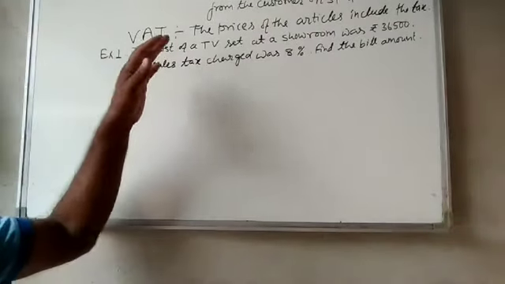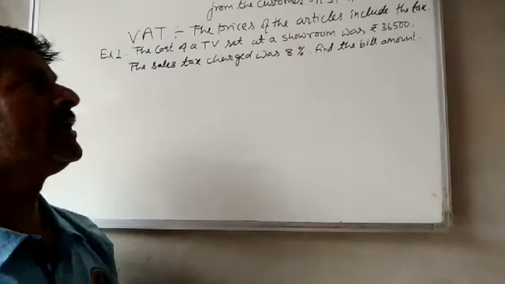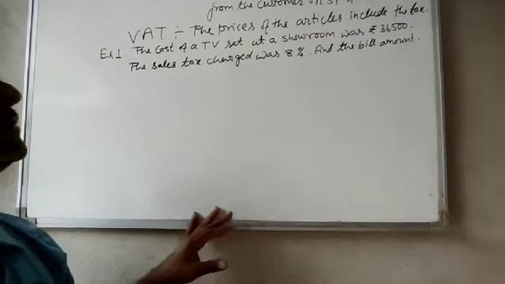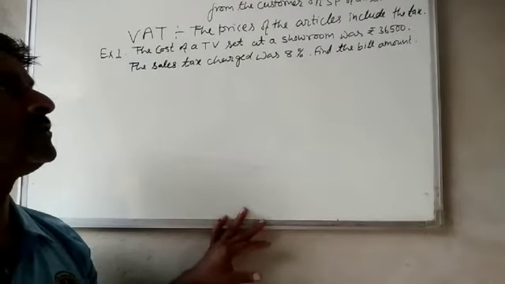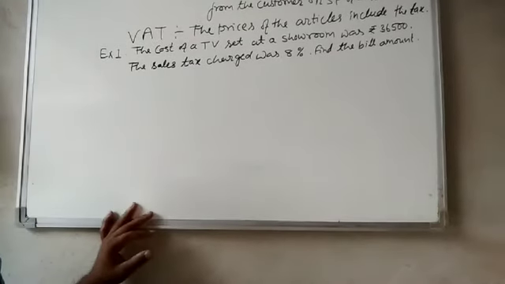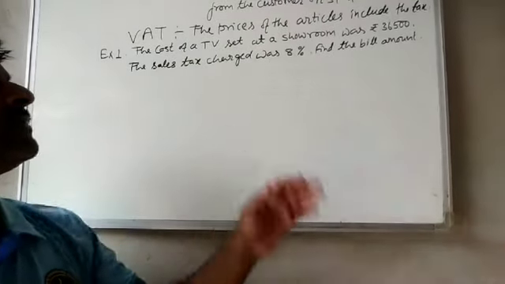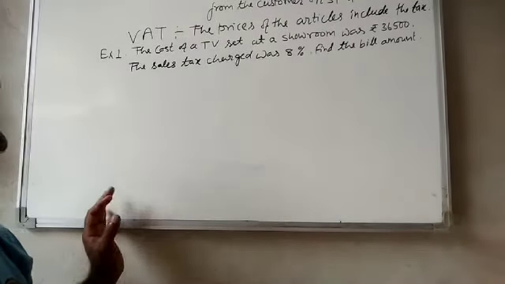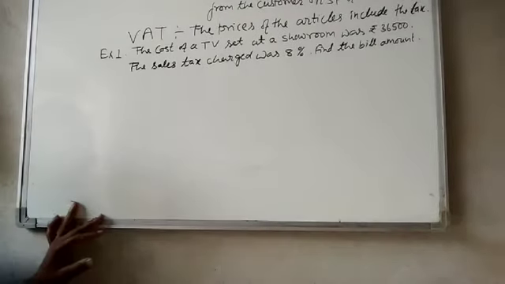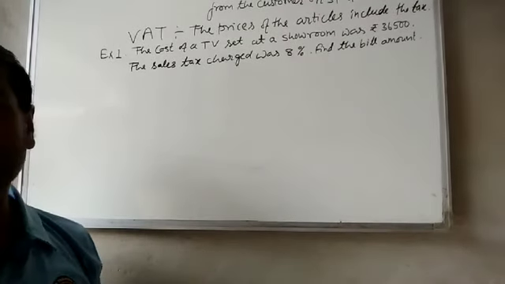Today we will learn about the sales tax (ST) and the VAT. Sales tax is the charge by the shopkeeper from the customer on the selling price of the item. VAT, the price of the articles, includes the tax. To understand the basic concept of sales tax and VAT, we will consider three examples here.